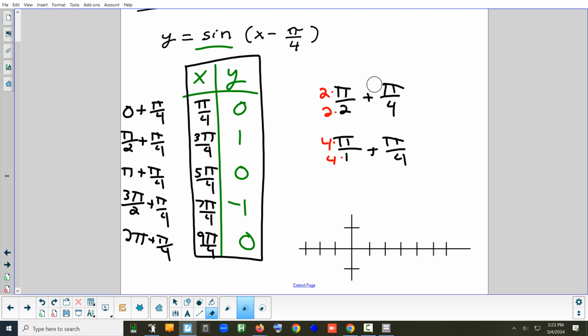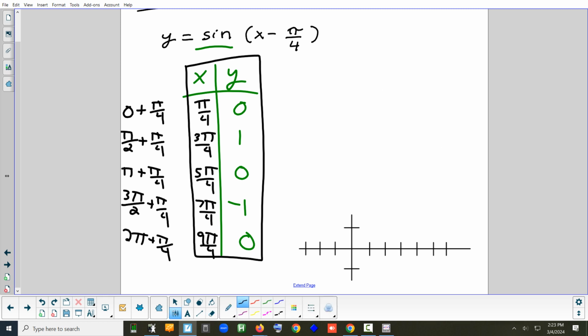Now, look at the numbers that are just in front of pi. What are the numbers in front of pi all the way down? Just odd numbers. 1, 3, 5, 7, 9. Now, pretend you were going to put those numbers on a number line. Forget about the pi over 4 for a second.